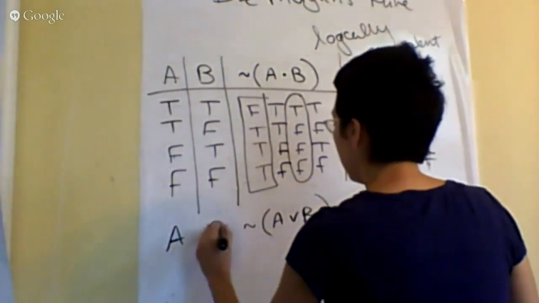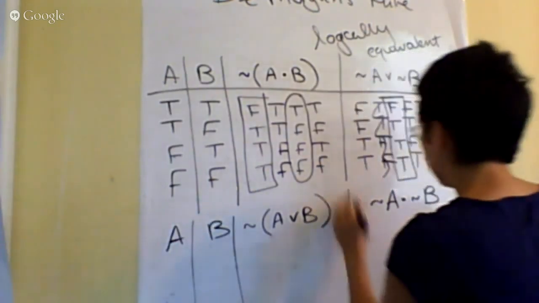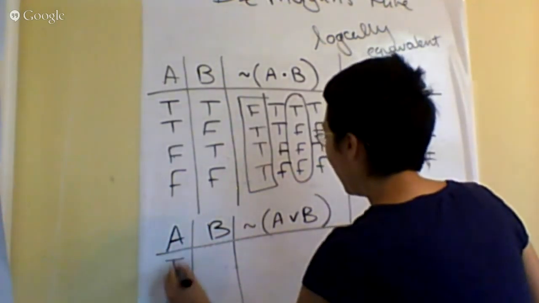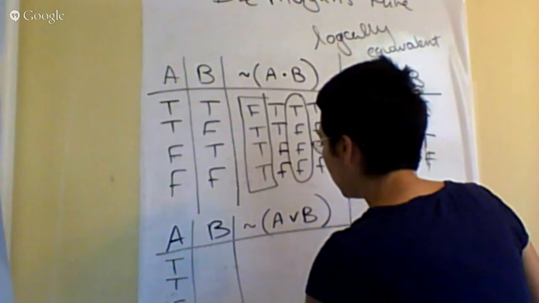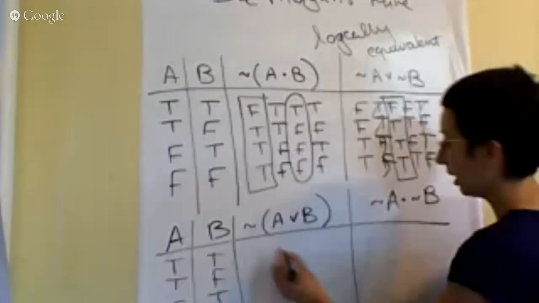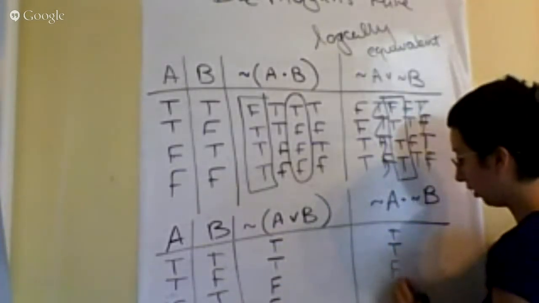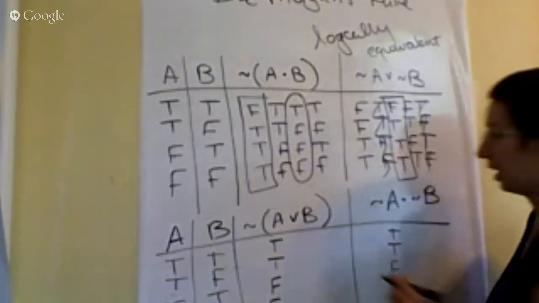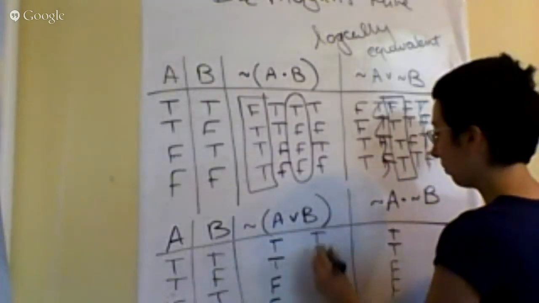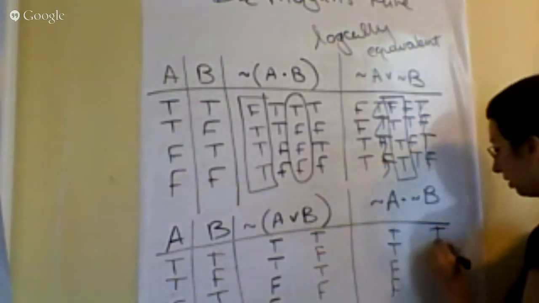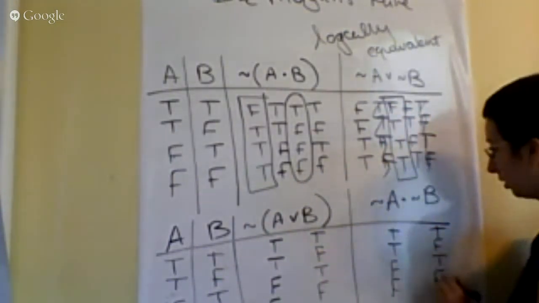Let's do the same thing for these next two statements. True, true, false, false for A, true, false, true, false for B. We'll fill in all the A's, true, true, false, false, true, true, false, false. For B, true, false, true, false, true, false, true, false.